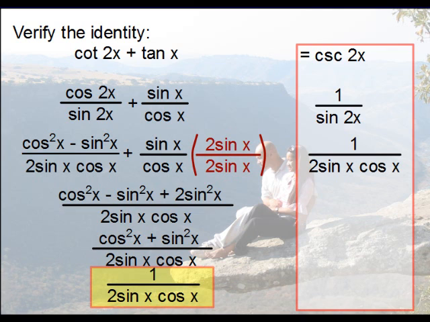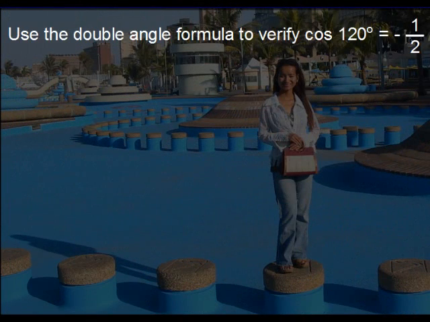Again, I want to reiterate that typically it's easier to change to sine and cosine, and also that if you're seeing double angle formulas mixed in with single angle, you want to immediately substitute in the formulas for those double angle trig ratios. Alright, let's do one more.